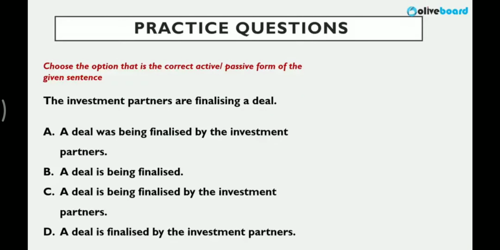This is it. The investment partners are finalizing a deal. So check the tense first. "Are finalizing" means present continuous tense, right? Here we have to change it into the passive voice. How will you write it in the passive? Whenever there is continuous, we usually add "being". So "a deal", because deal is singular and it is present continuous, guys. You can't change it into past. And it is in which form? Continuous. So "being" is missing here. This is cancelled, right? A deal is being finalized by the investment partners.